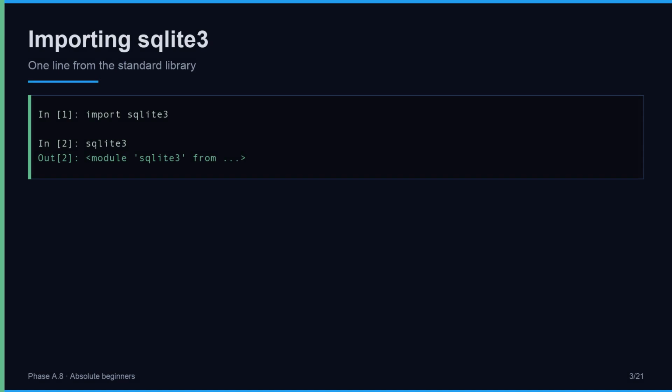First step, import the module. Write import sqlite3. Python loads the module from its standard library, no pip install, no uv add, nothing extra. You can confirm it is loaded by typing its name. Python prints back a module object and where it came from. From this point on, every database feature you need lives behind that single name, sqlite3. Connect, cursor, execute, all of it starts with this one import line at the top of your script.